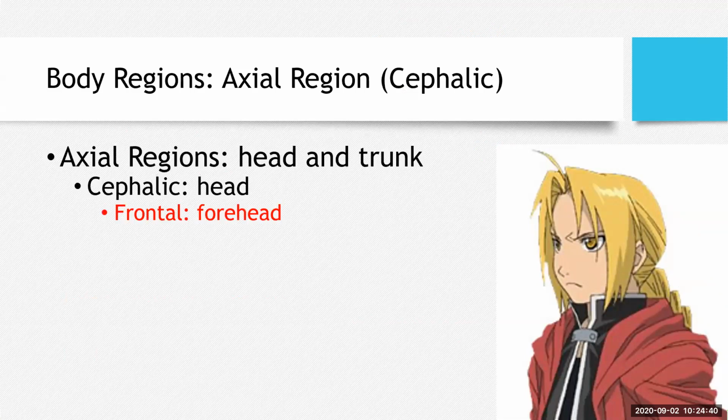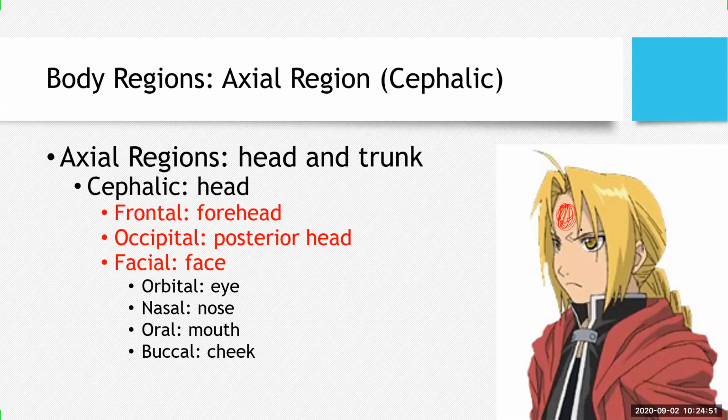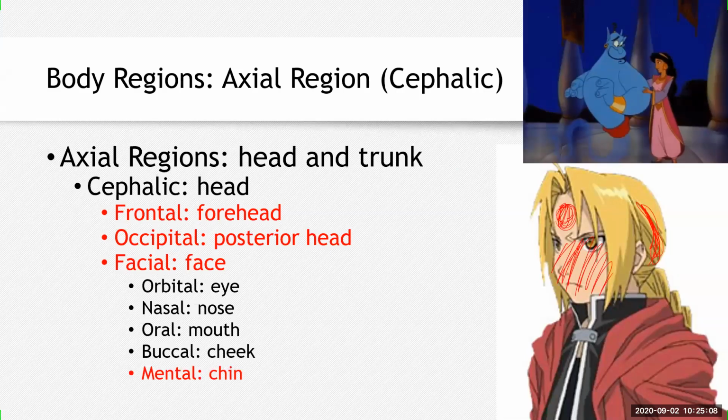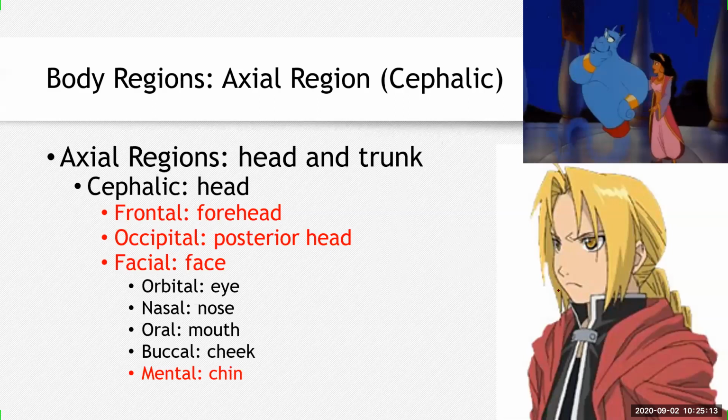Okay, so these are the axial regions. Let's take a look at some of these terms here. The frontal region is your forehead. Your occipital region is going to be the back of your head. Your facial region is going to be your face. Your facial region will have different regions within it. And when we talk about mental, don't get confused with the forehead, because for the forehead we already said frontal. Your mental is your chin over here.